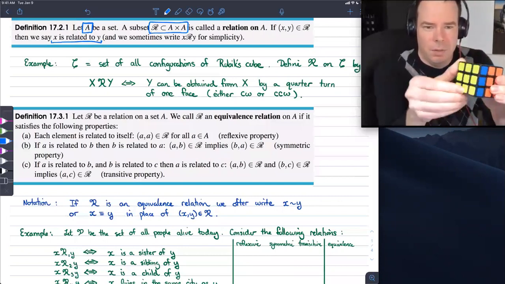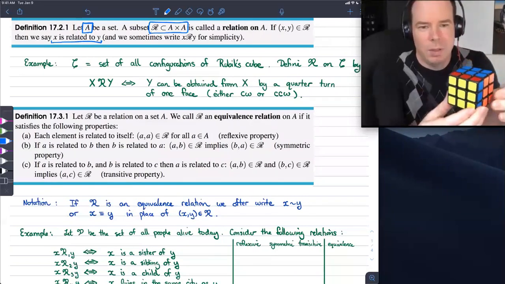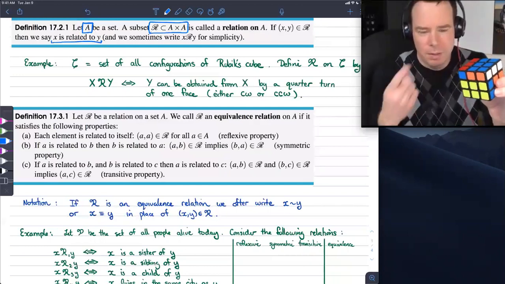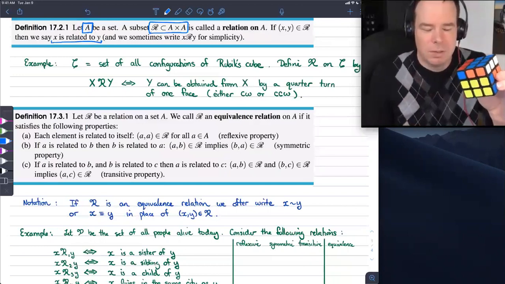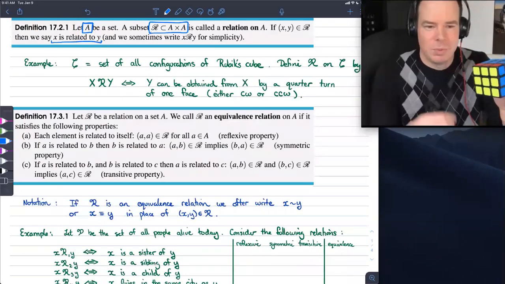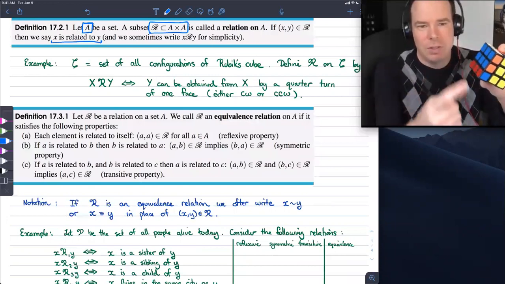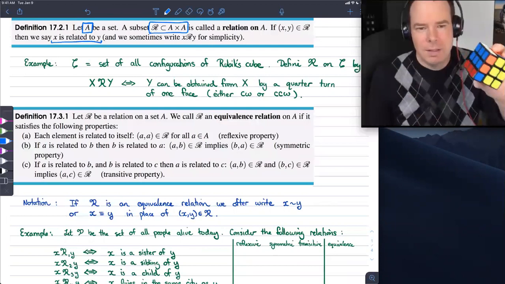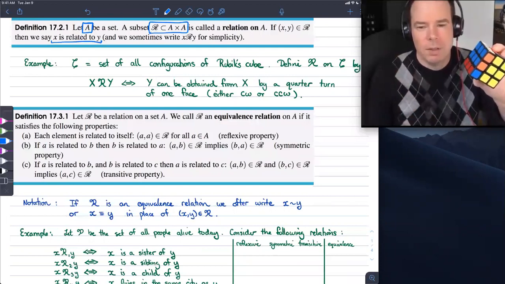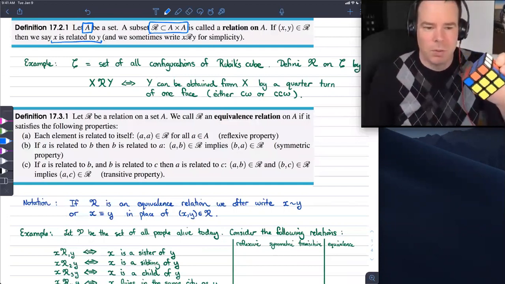Now I could do it again. There's a configuration that's related to the solved state. But then from this one, I could do a quarter turn of another face. Maybe I'll call this configuration Z. So the solved one, let's call it configuration X, was related to the one I just had, this one here, configuration Y. This configuration is related to this one, which I'll call Z. But this configuration is not related back to my original X, because I can't take this one and go back to the solved state by doing only one quarter turn of a face. So here I have X related to Y, Y is related to Z, but X isn't related to Z because I can't go from the solved state to this one with one quarter twist.